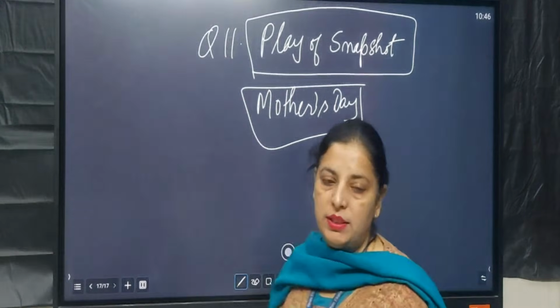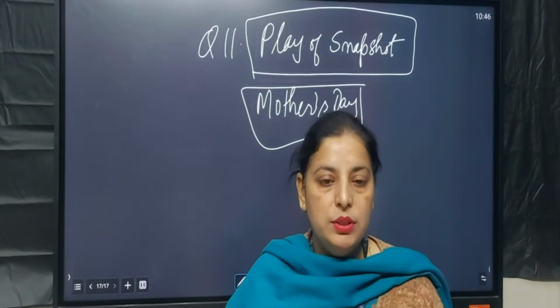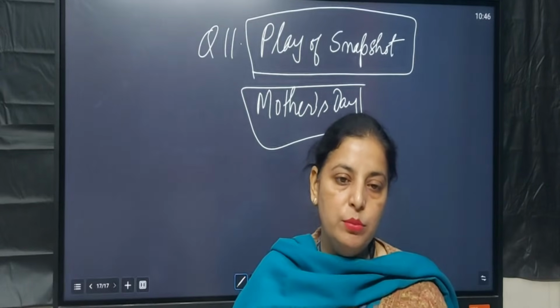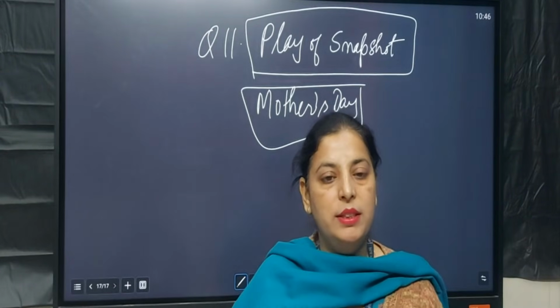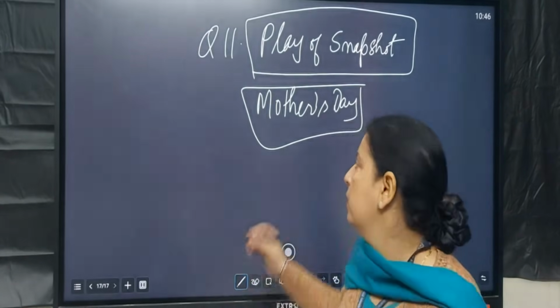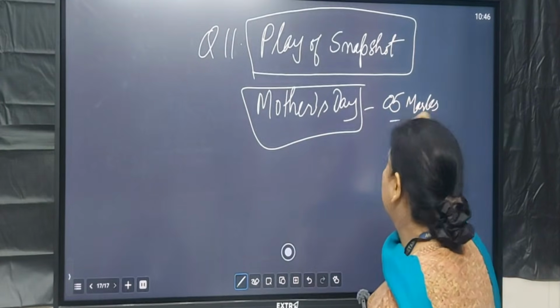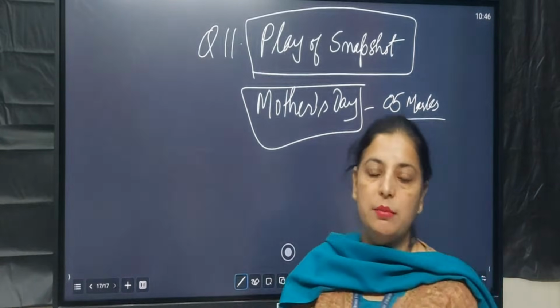Do not skip this chapter in your paper. Don't even think to skip this chapter in your board exam. मदर्स डे का चैप्टर आप अपने बोर्ड एग्जाम के लिए स्किप नहीं कर सकते, because this single chapter scores 5 marks. बेटा, इस सिंगल चैप्टर से आपके 5 नंबर पेपर में आएंगे.